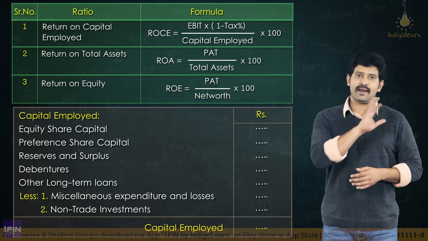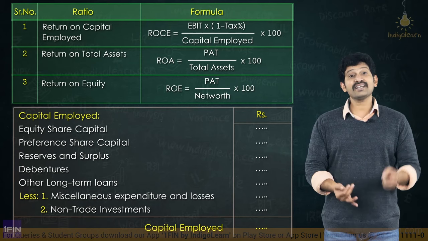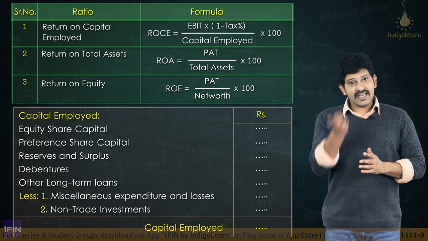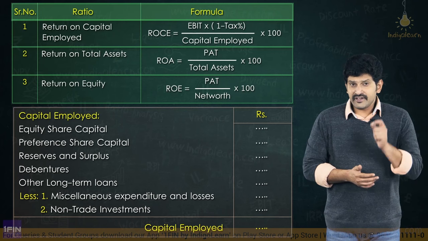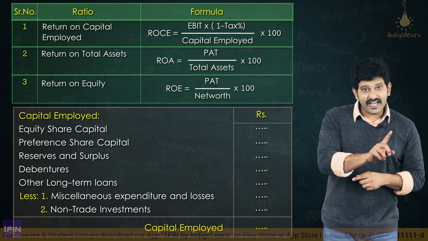Okay, coming in the order again, first of all, return on capital employed. Now, we said post-tax. Capital employed, if you remember the term, what do we have there? We have debt plus equity. Debt is only long-term borrowings, and in equity, we have equity share capital, preference share capital and reserves and surplus. Now, we are talking about the return on capital employed. Therefore, we will not directly take PAT. The earnings of the debt should also be there. Therefore, we will say EBIT into 1 minus tax divided by capital employed into 100.